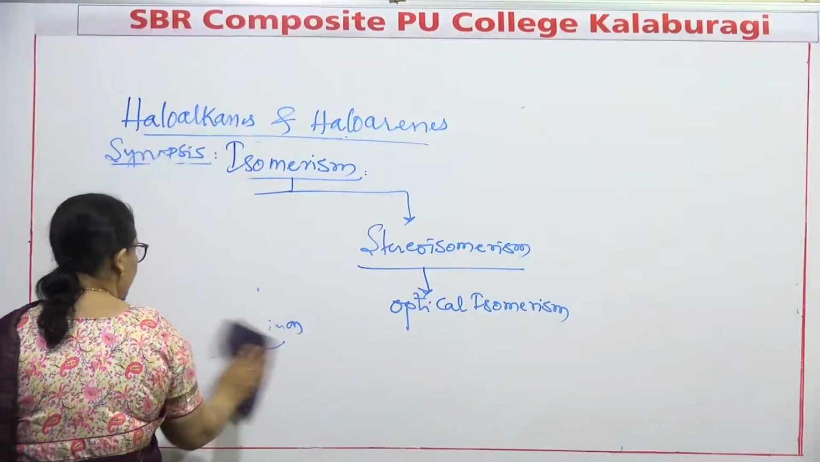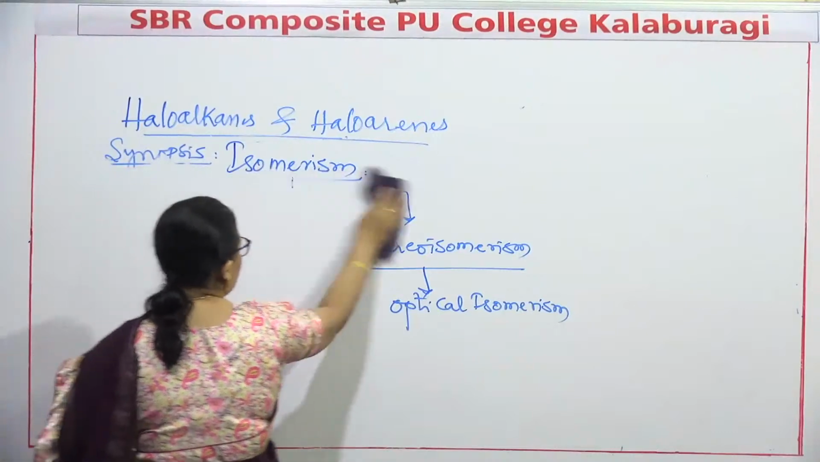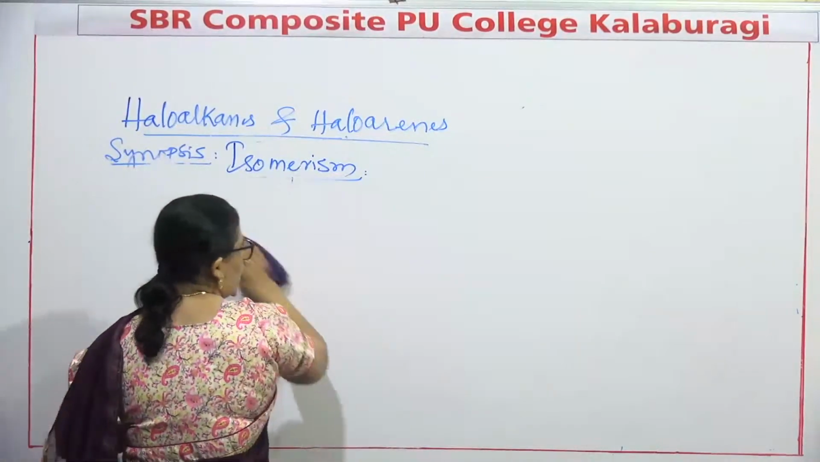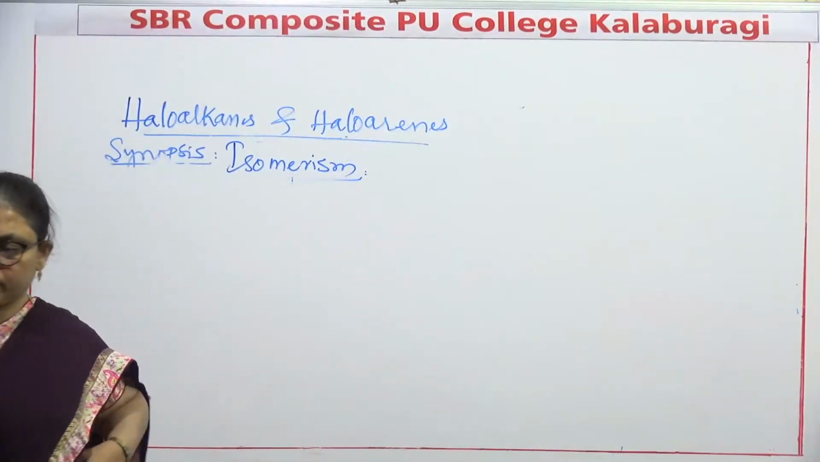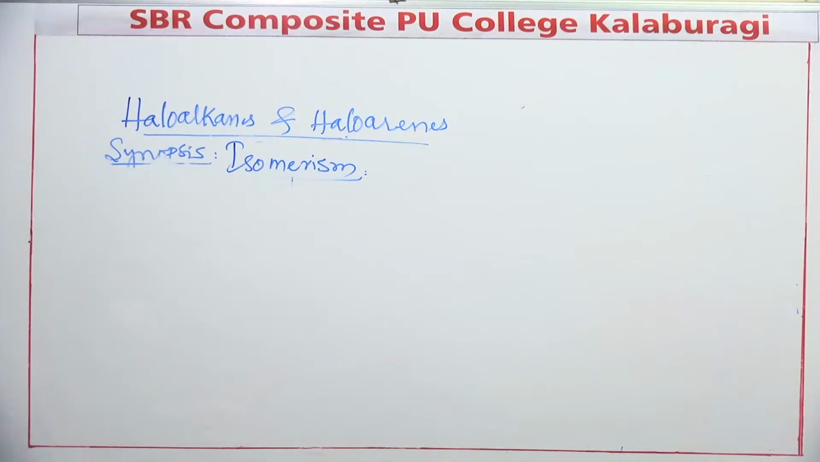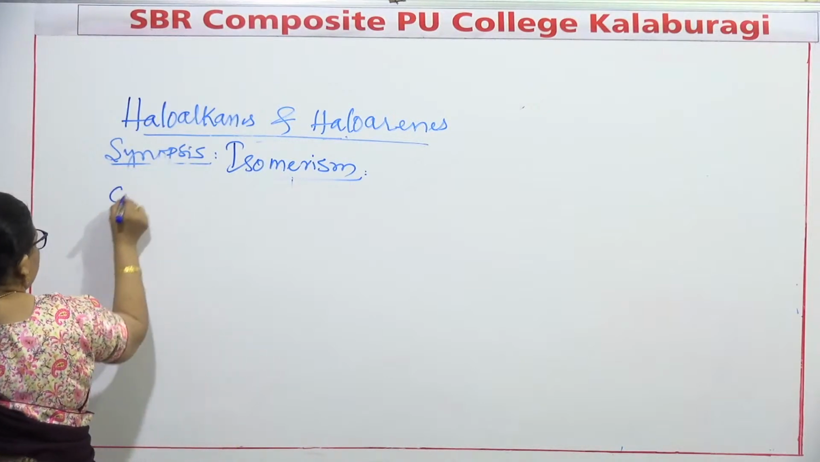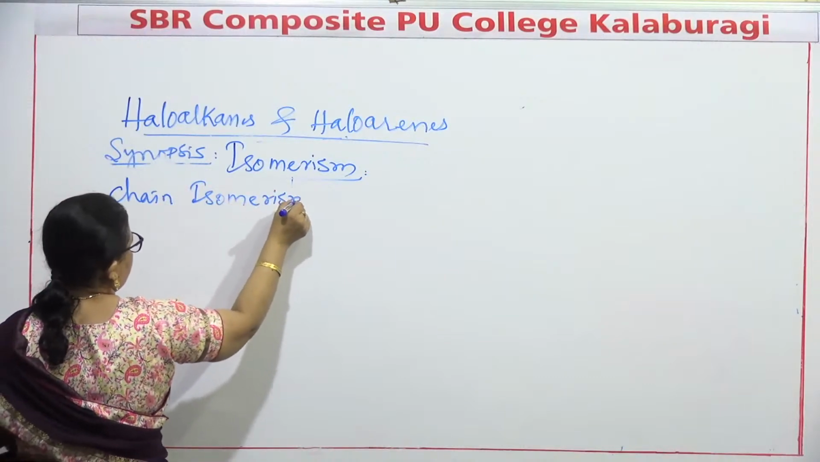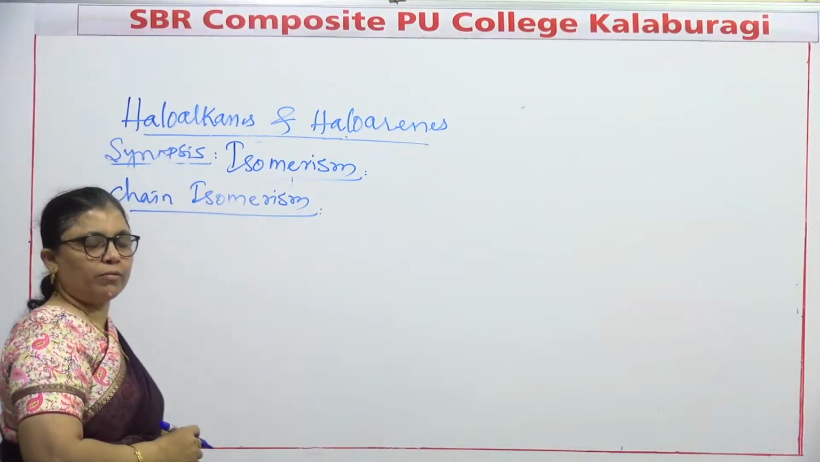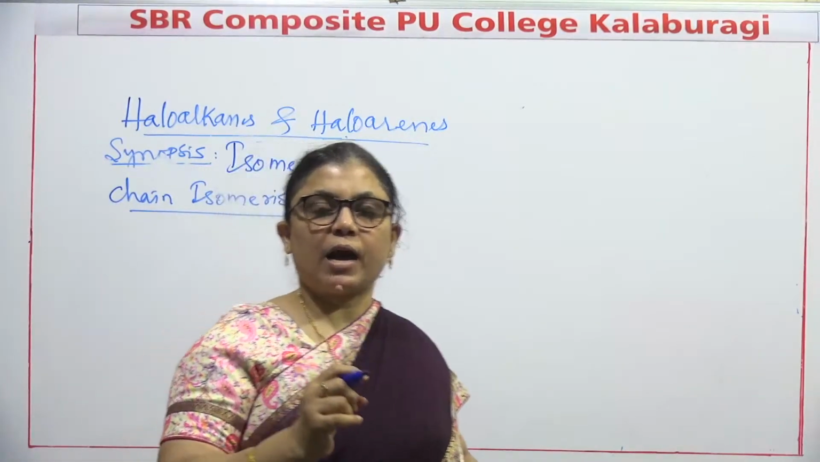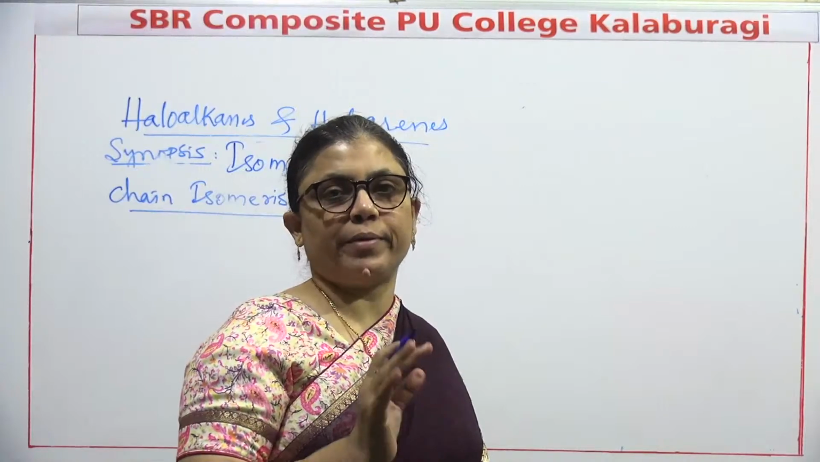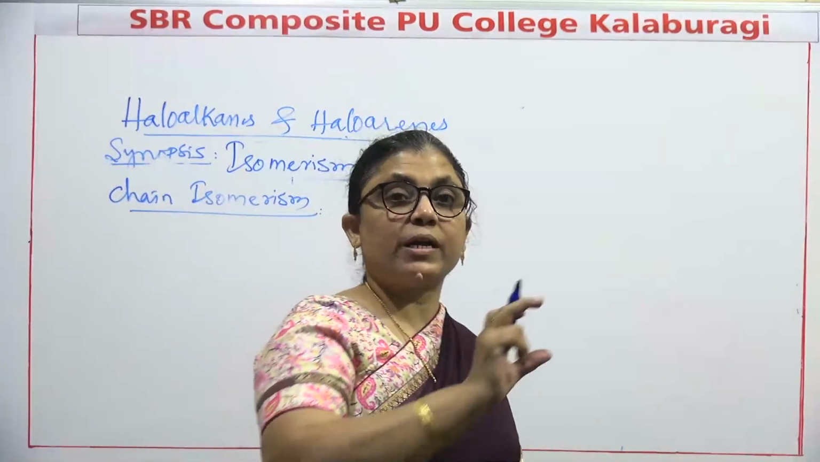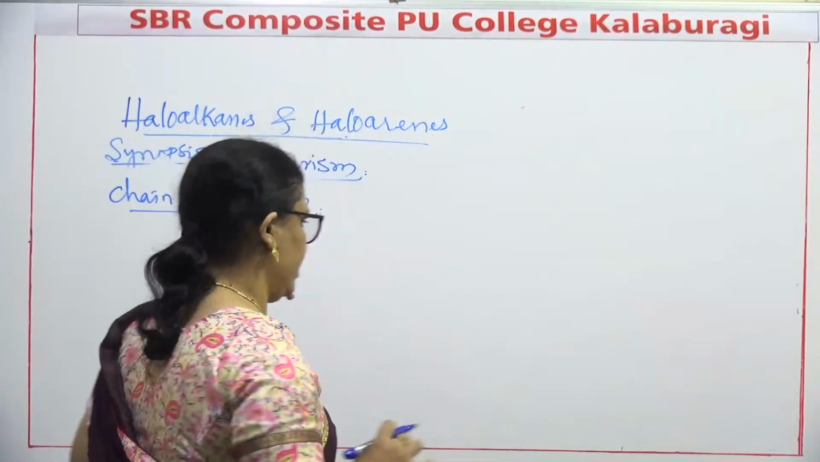As we have studied in the lower class, two or more molecules having the same molecular formula but different structural formula are called isomers, and the phenomenon is structural isomerism. Now let us see what is chain isomerism. Two or more molecules having the same molecular formula but different carbon arrangement. The molecular formula is the same, but the arrangement of the carbon chain is different.